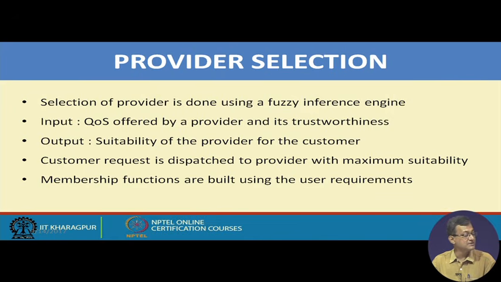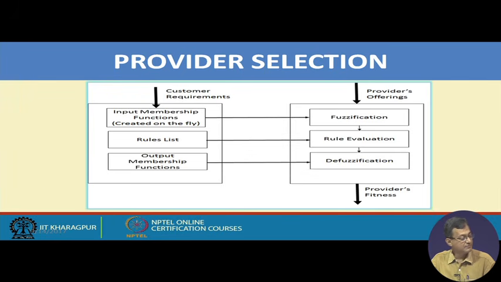Customer request is dispatched to the provider with maximum suitability. Membership functions are built using user requirements. So, the membership functions on the customer side, based on user requirements, can be built on the fly and then put into the system. Not only that, there will be a set of rules on the customer side that need to be accounted for also. So, from the customer requirement we get input membership functions for the fuzzy system, a rule list, and an output membership function based on those things, right.